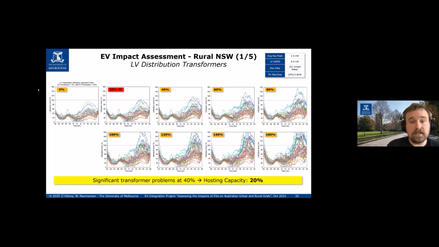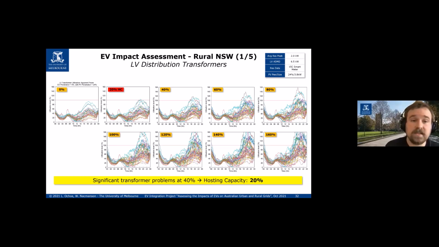So here we're looking at the impact on LV distribution transformers. The main takeaway here is that we have problems. Once we start getting to 40% and beyond, the overloads really start to become significant. There's a minor overload at 20%, but you could argue that's within design ratings. Problems really start at 40%. What you can also see is that the overloads not only increase in severity for those that do overload, but the numbers of transformers start to become quite significant as we get higher and higher.